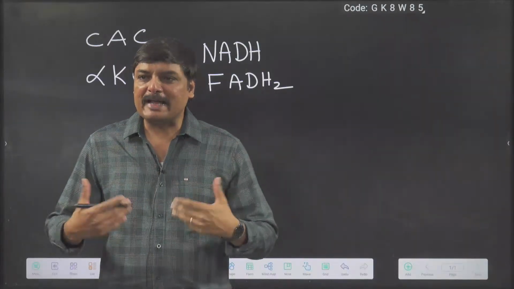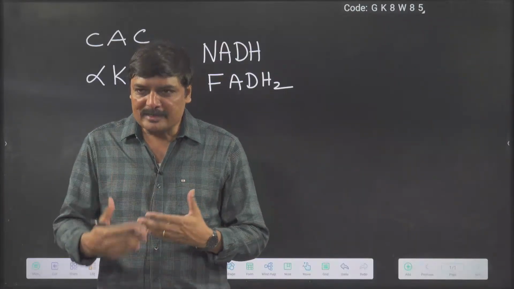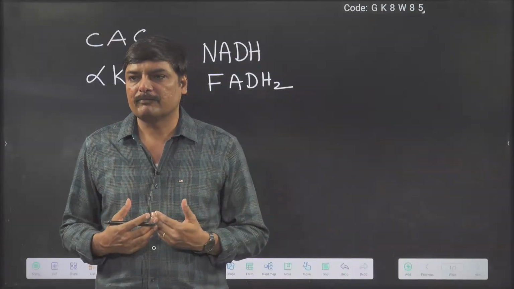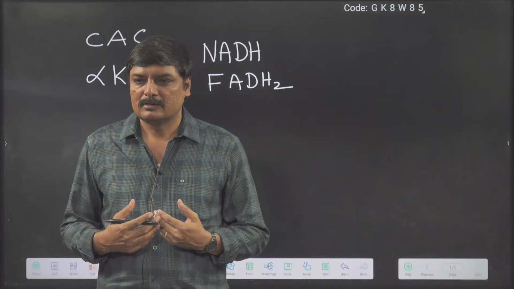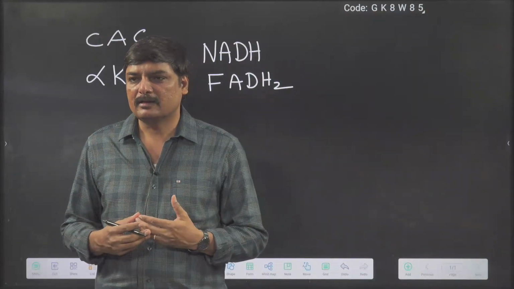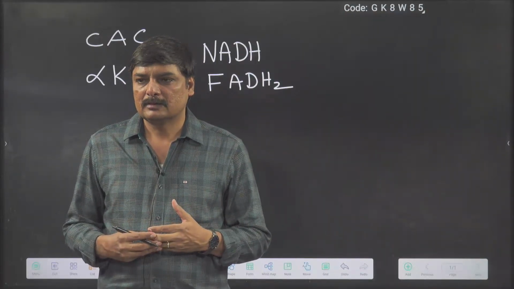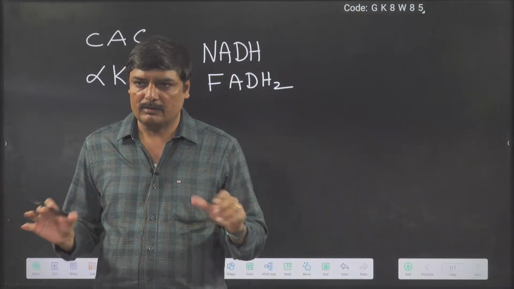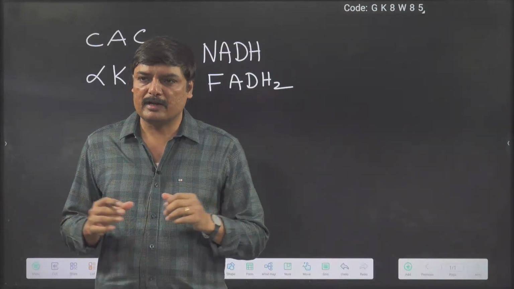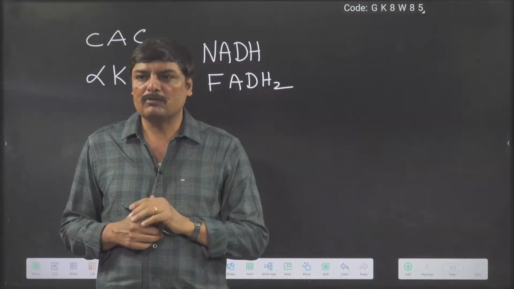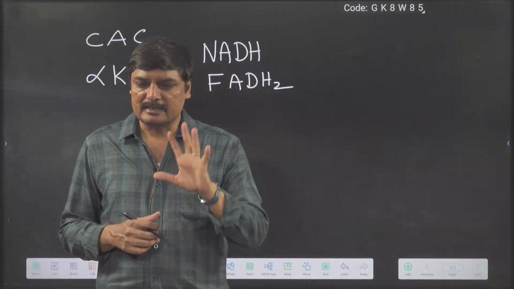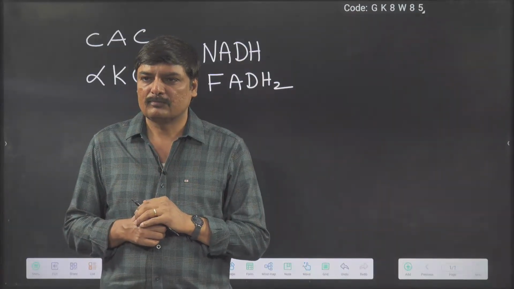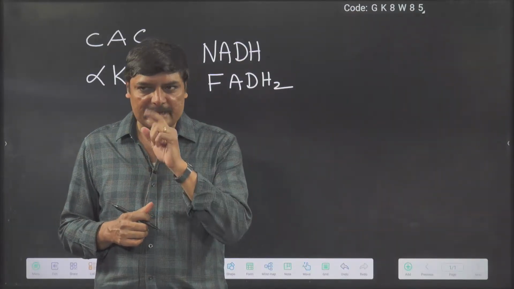For more clarity, once again we are briefing the concept that we taught yesterday. That is the reason why I am recollecting all the points once again, right? So finally you can say 4 CO2 are formed, 6 NADH are formed, 2 FADH2 are formed. And it is a cyclic pathway.